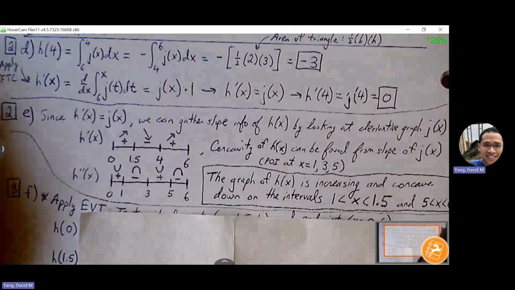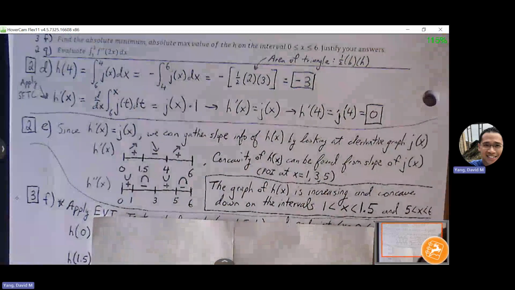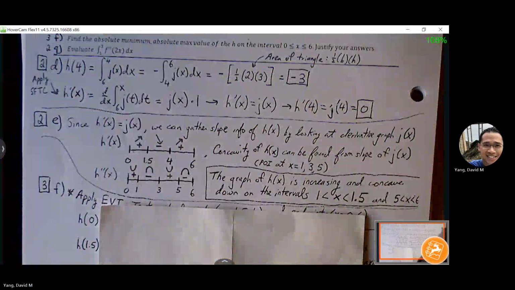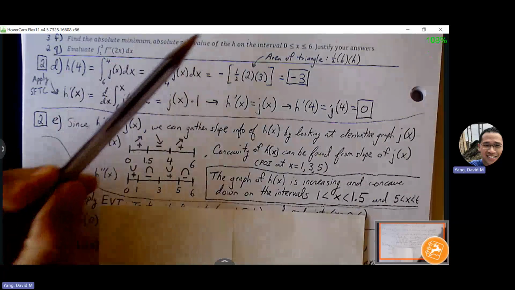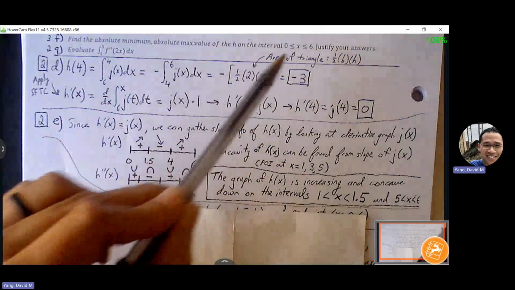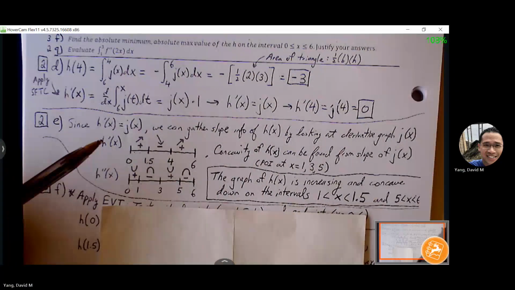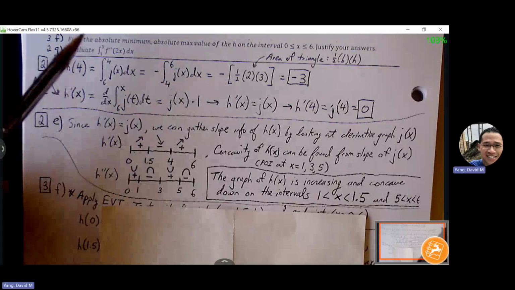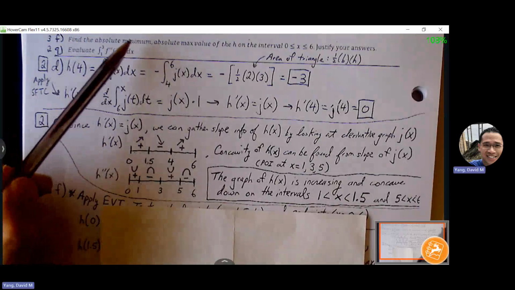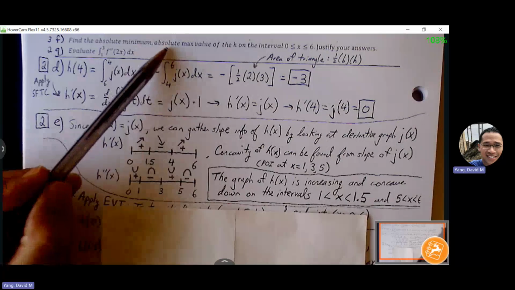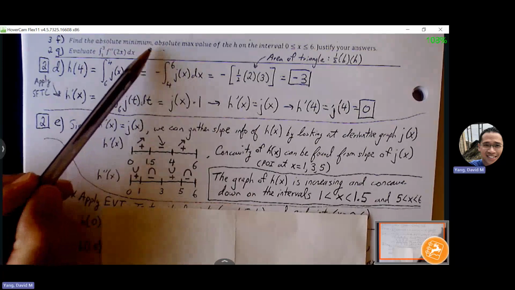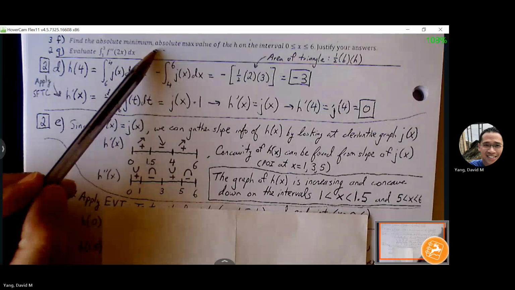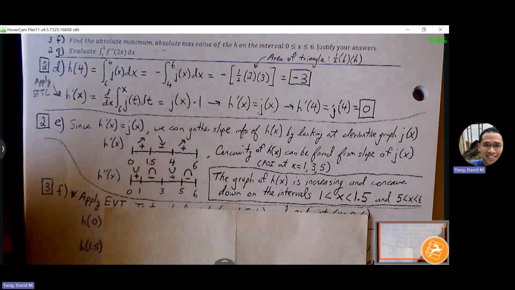Okay, part E is going to be helpful for our next part here, part F. Find the absolute minimum and absolute maximum value of the H graph on the interval from 0 to 6. So what does that remind you of? Absolute min, absolute max. EVT, right? So if I want to find absolute max, absolute min, I have to consider what? Critical points and endpoints. Yeah.